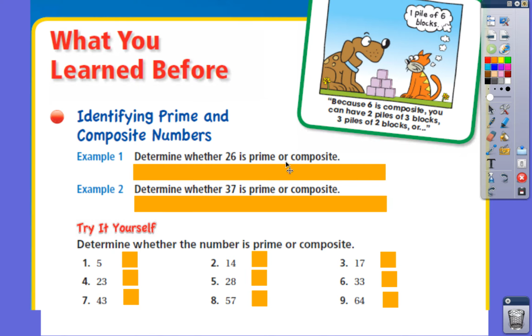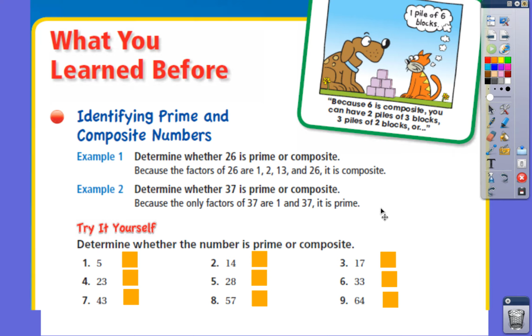Let's take a look at example 1. It says, determine whether 26 is prime or composite. Well, I know I can get 26 by multiplying 1 times 26 or 2 times 13. So 26 is a composite number. Example 2 asks whether 37 is prime or composite. The only way I can get 37 is if I multiply 1 times 37. So 37 is a prime number.